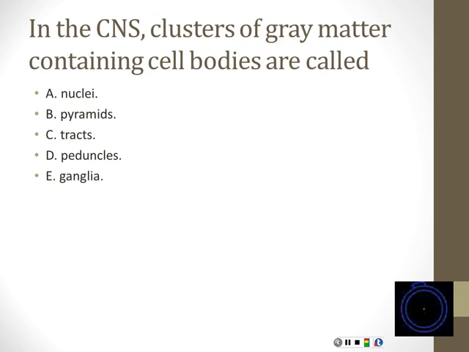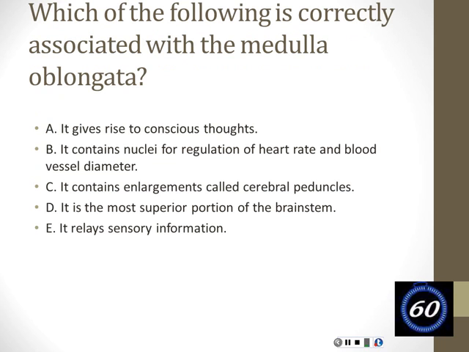All right, we got kind of a split between A and E, which isn't surprising because both A and E are clusters of cell bodies. Ganglia are clusters of cell bodies found outside the central nervous system. So like the dorsal root ganglia that's found just before the spinal nerve, that is outside the CNS, so we call it a ganglia. A nuclei is in the brain or spinal cord. So like the basal nuclei that we were just talking about, those are found inside the cerebrum, so they're called nuclei, not ganglia.